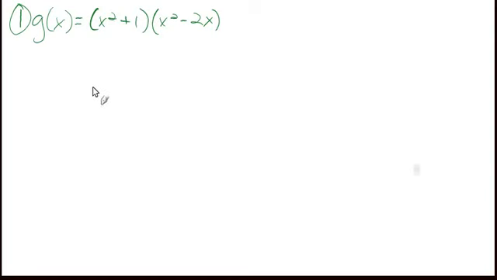Let's do number 1 to start with on these practice problems. Remembering the product rule: when I'm going to take the derivative of a function times another function, the way to do that is u prime times v plus u times v prime. That's the derivative of the first times the second one just left alone, plus the first one left alone times the derivative of the second one.